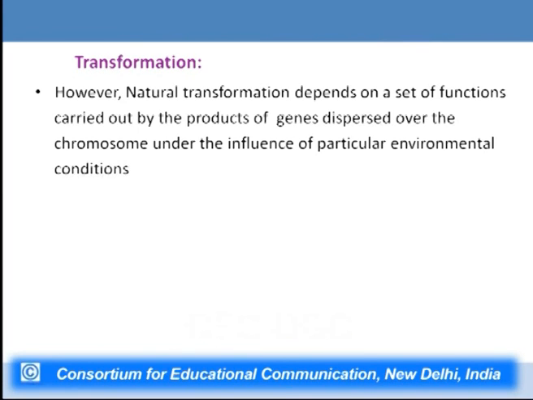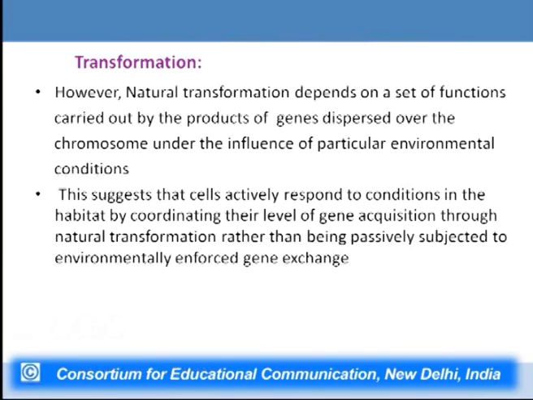However, natural transformation depends on a set of functions which are carried out by the product of genes dispersed over the chromosome, and this is done under the influence of particular environmental conditions. This suggests that cells actively respond to conditions in the habitat by coordinating their level of gene acquisition through natural transformation, rather than being passively subjected to environmentally enforced gene exchange. So there is an interplay of the environment and the genes which are responsible for carrying out transformation. Taking the cue from the environment, these genes can get expressed, and in turn they lead to uptake of DNA which might be present in the surrounding. So there is an interplay going on between the expression of genes responsible for transformation and the environmental conditions.